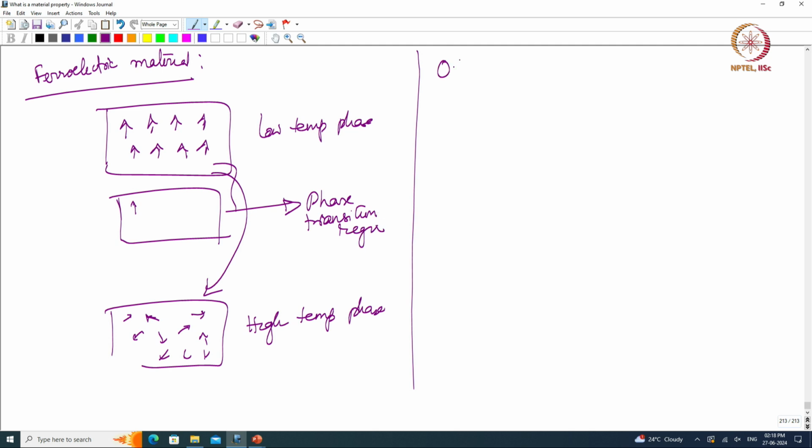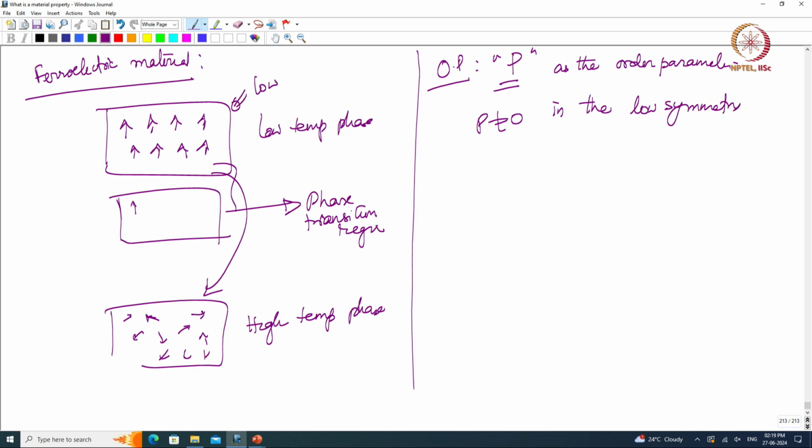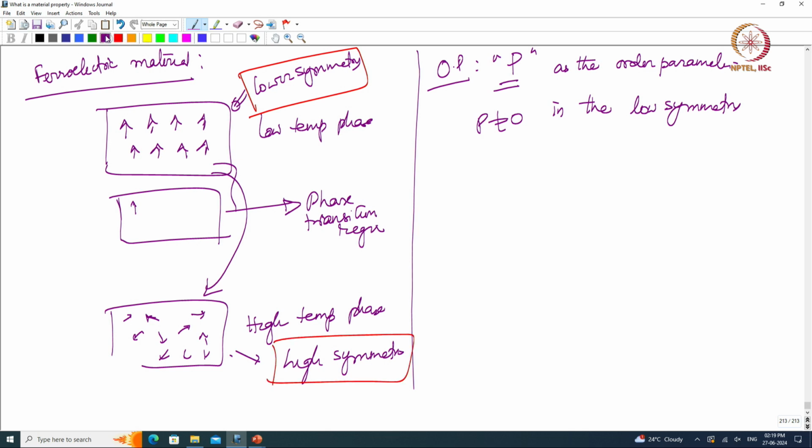So, what is a good order parameter here? A good order parameter is the polarization. This is the average polarization, but I am not going to talk about it in statistical mechanics terms, it is all thermodynamics. So, I am going to define P as the order parameter. P is non-zero in the low symmetry phase. This has a lower symmetry. The more disorder I make it, the higher symmetric I make it. So, this is lower symmetry, this is high symmetry. So, this is more disordered. This is more ordered.